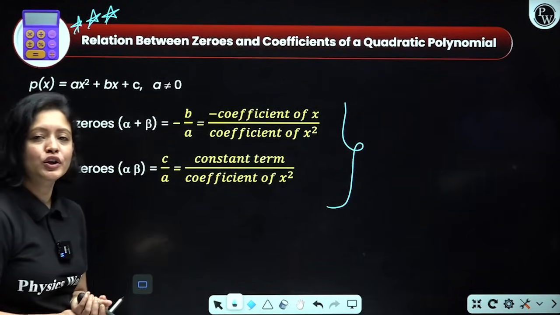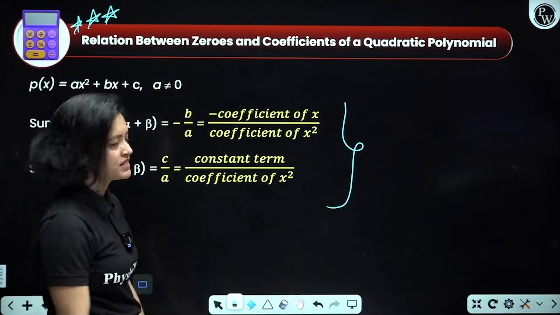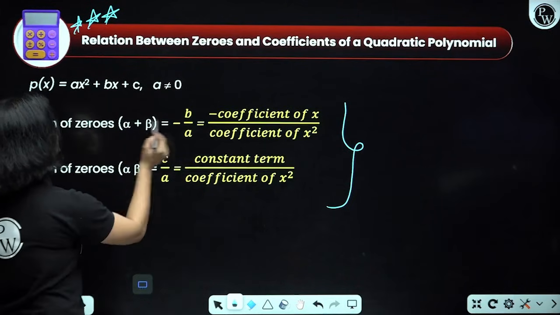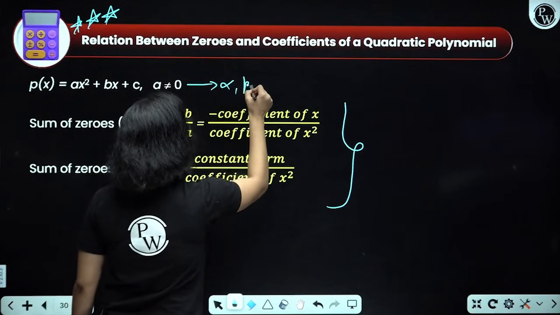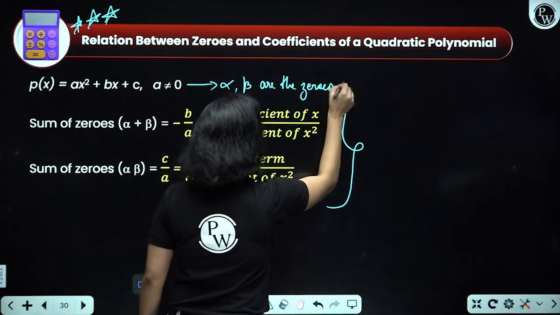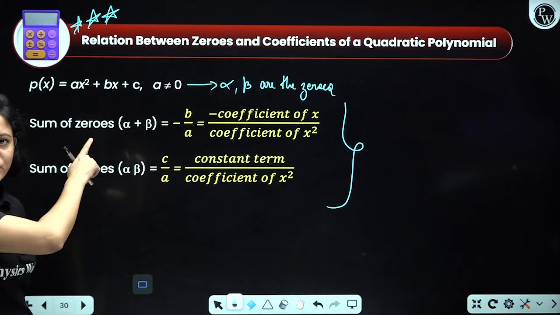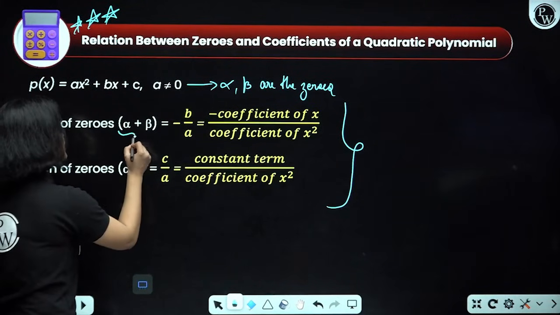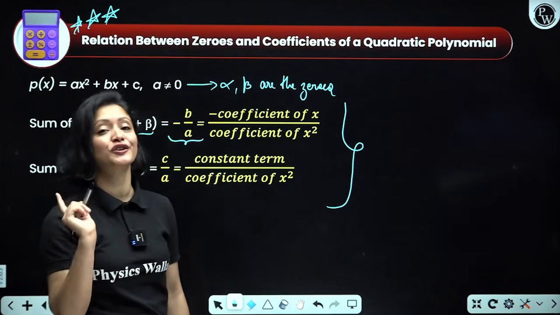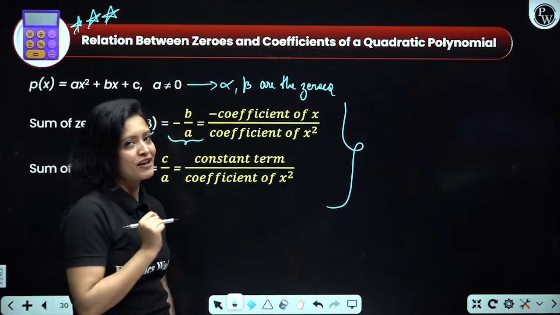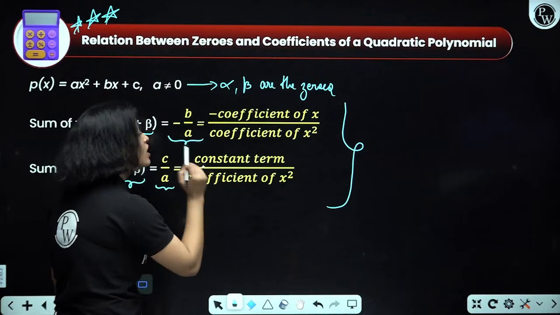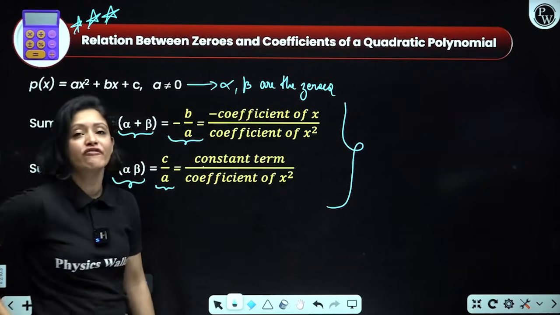Okay, so if you have a polynomial whose standard form is ax square plus bx plus c, and a is not equal to 0, obviously, because you're talking about a quadratic polynomial, then the sum of zeros, where we are saying that alpha and beta are the zeros of the polynomial, that means alpha plus beta, will always be equal to minus b by a. That means minus of the coefficient of x divided by the coefficient of x square, right? And alpha into beta would be equal to c by a. That means the constant term divided by the coefficient of x square.